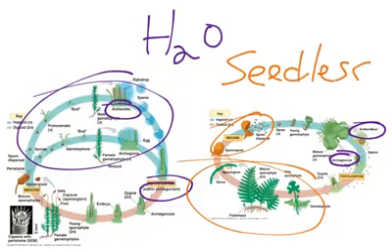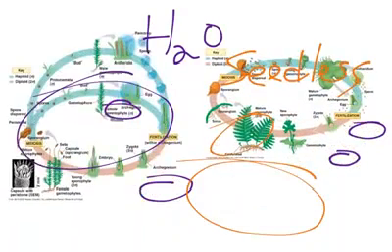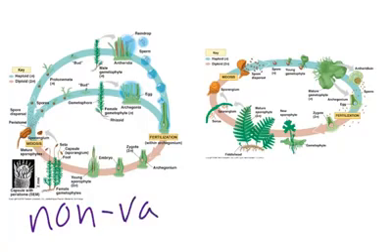But if you will recall, a major difference between them, and this doesn't have to do with the reproduction, is that the mosses are non-vascular and the ferns are vascular.